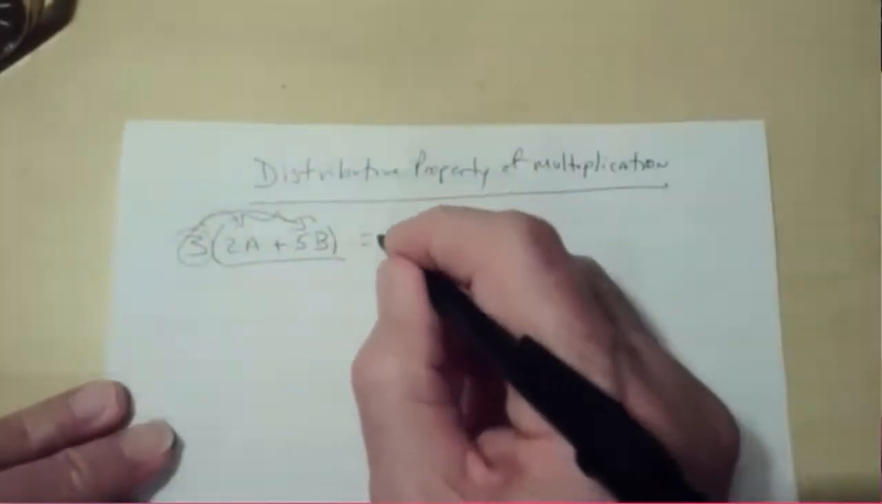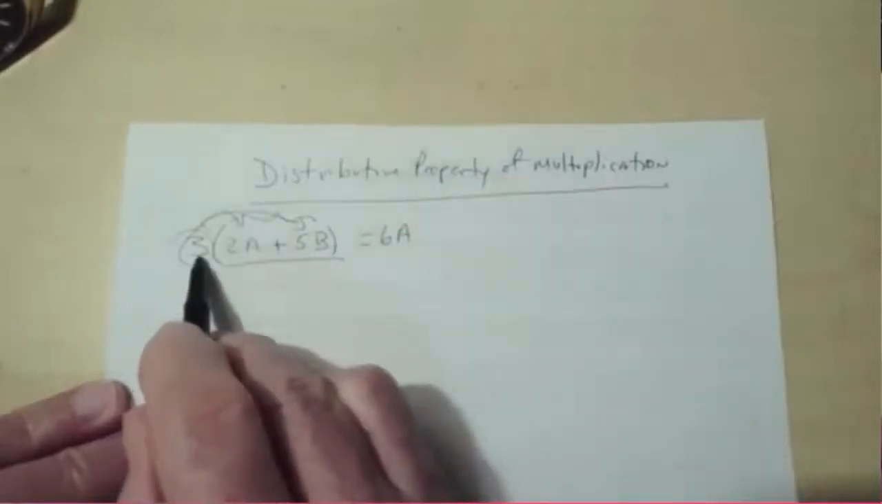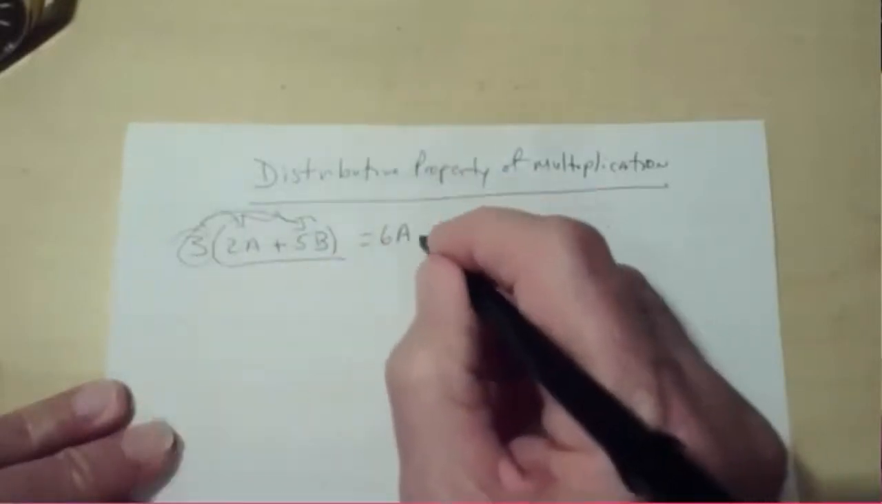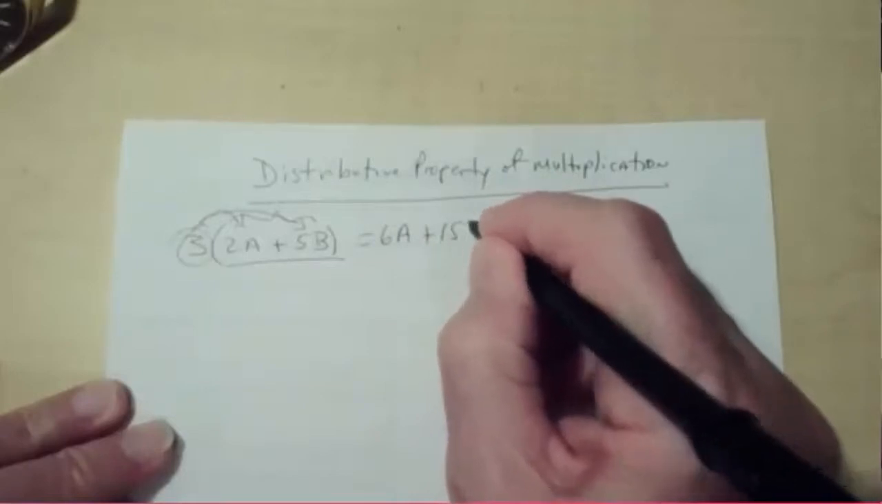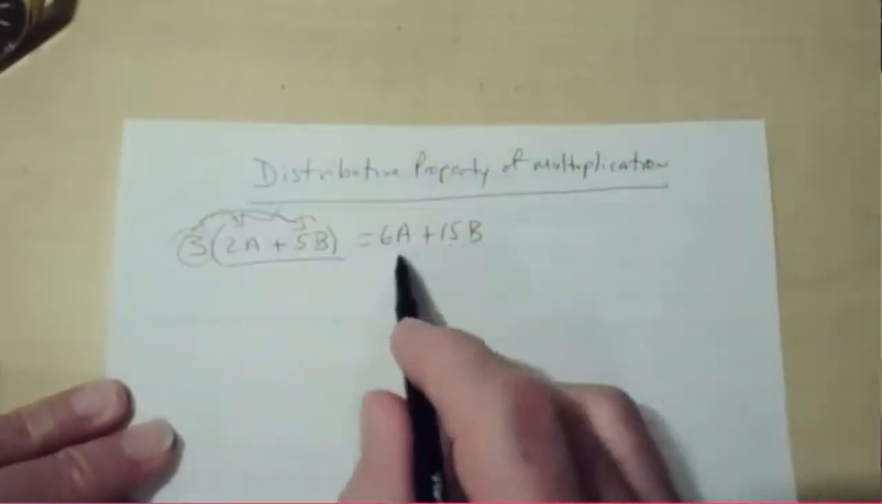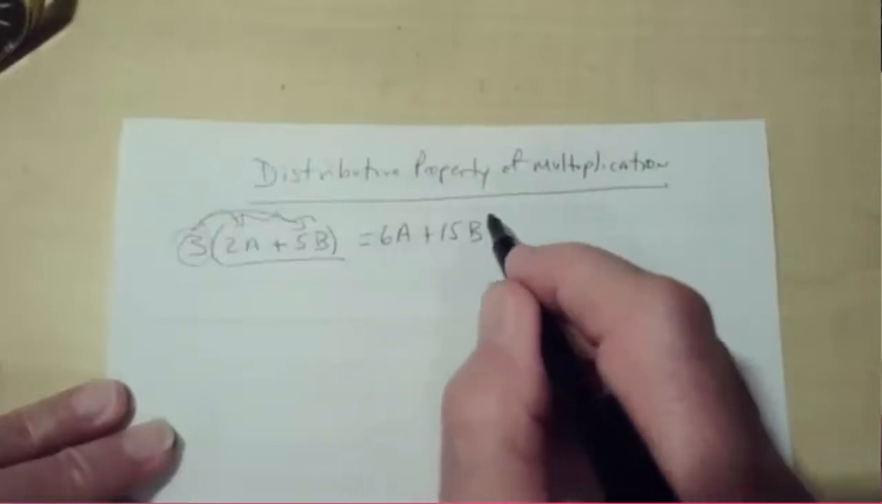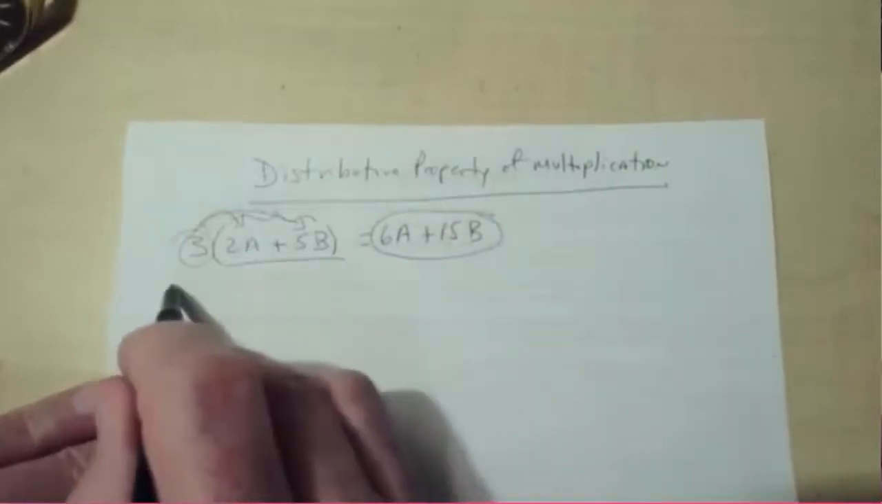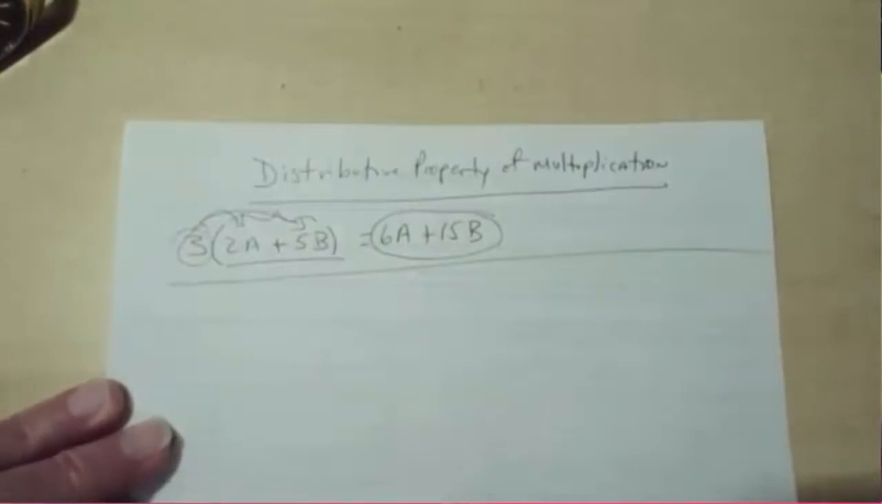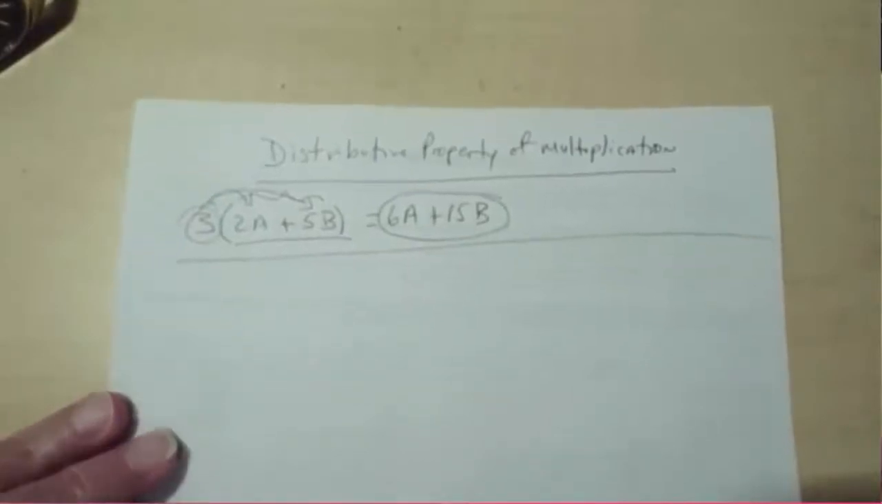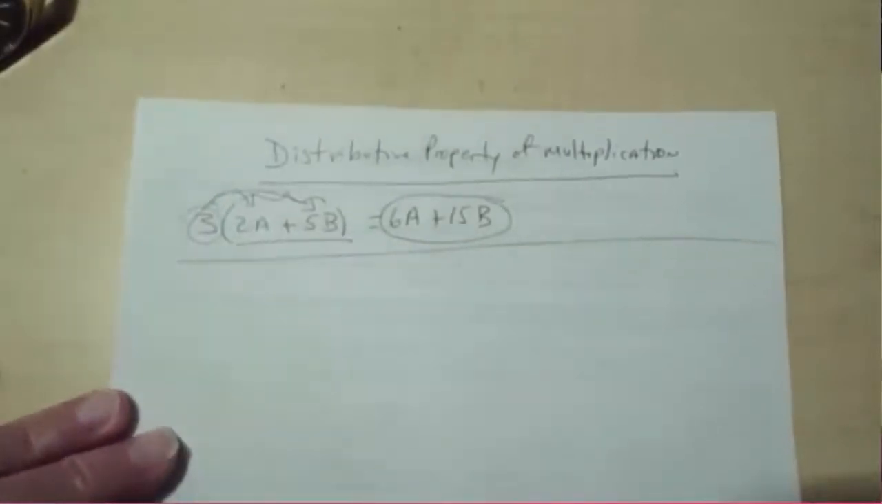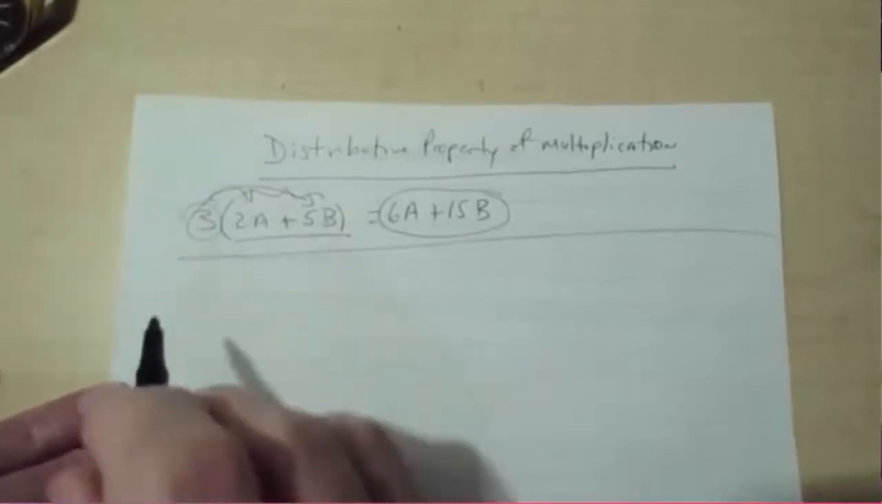So this is going to equal 6a. 3 times 2a is 6a plus 15b. Can we combine these two things? No, they're not like terms. And again, this is an expression. Remember from day one we talked about that. Okay? This is very, very important.